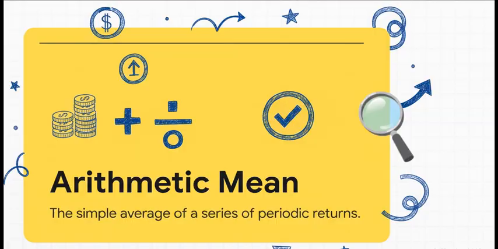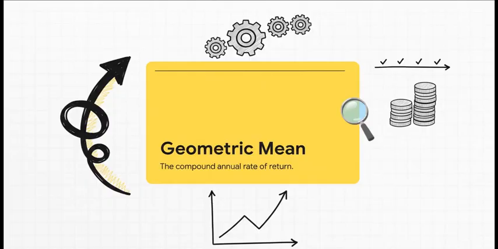Simple as that. Now, the geometric mean, this is a different beast entirely. It's built specifically to handle compound returns over time. It answers a really important question: what was the single, steady, annual return that would have gotten me to the exact same final result? It's all about the effect of compounding.